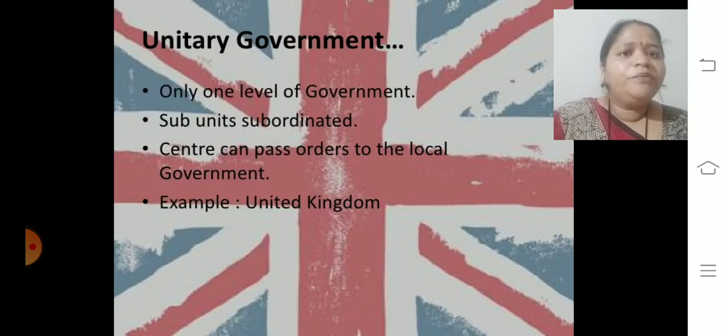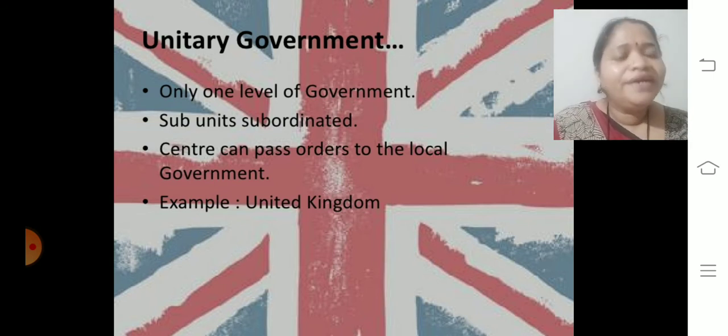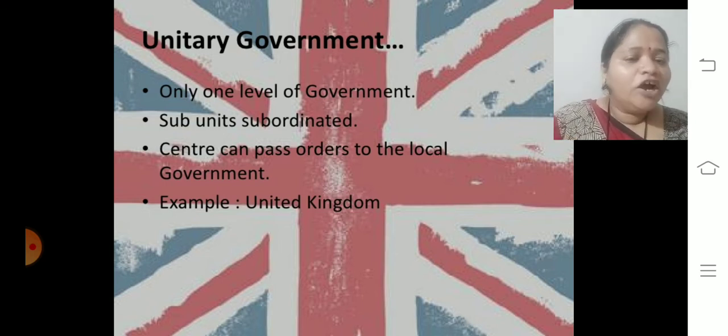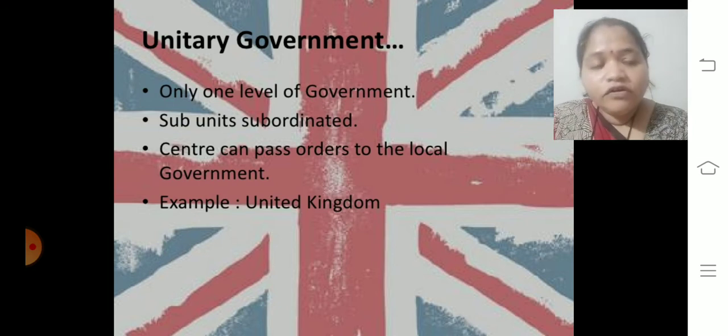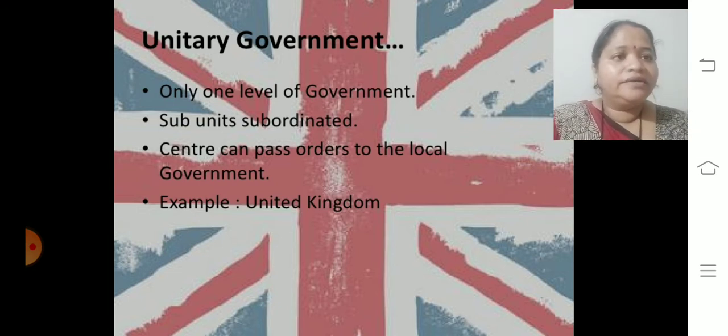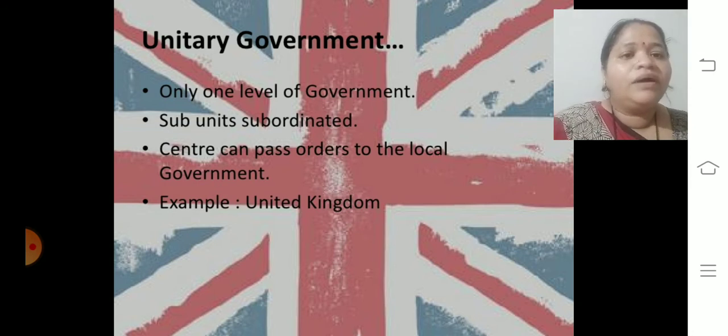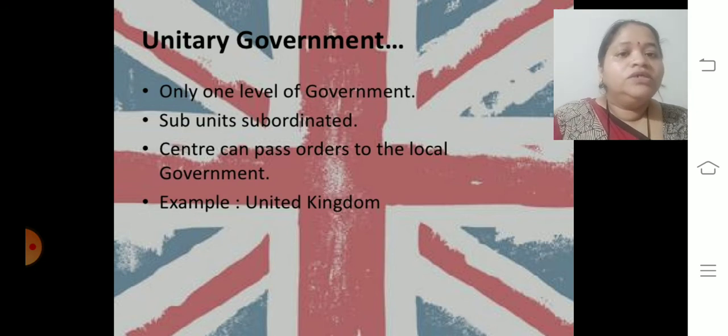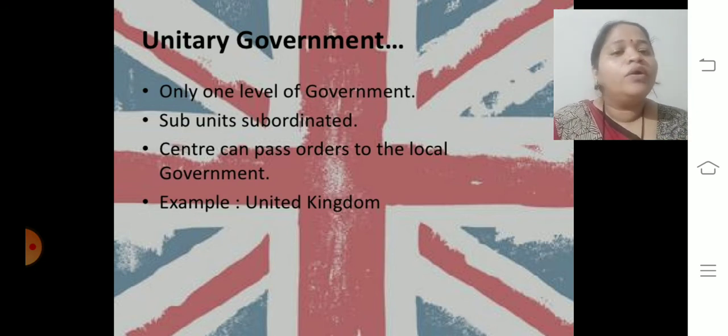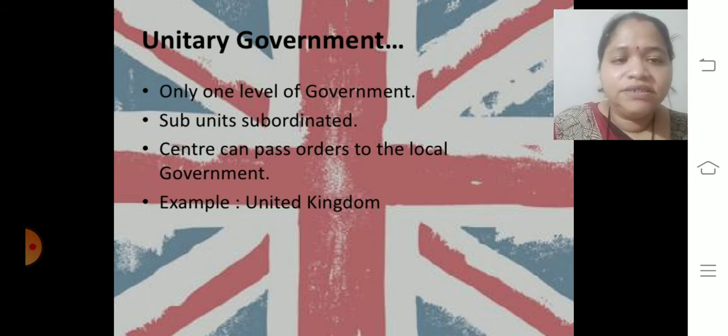Next, another type of government is called unitary government. What does unitary government mean? Only one level of government. The subunits are subordinate. It means that the central government is leading. Take the example of a state: the state will work subordinate to the center. It means the state will not have separate powers. They will work for, or help, the central government. The central government can pass orders to the local government. Where are we able to see this type of government? We are able to see it in the United Kingdom.